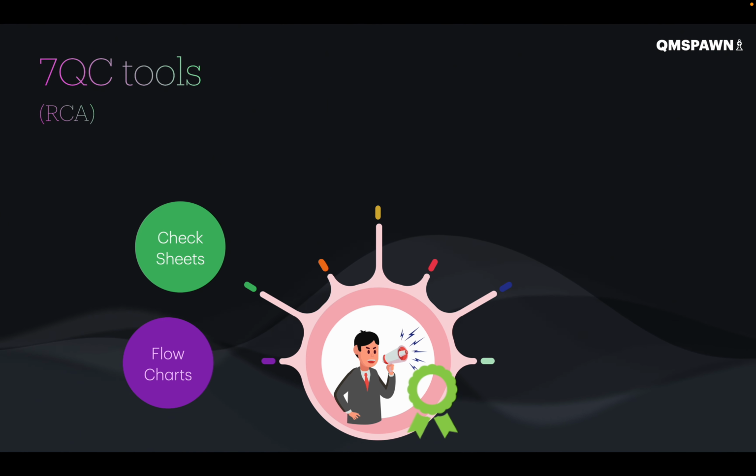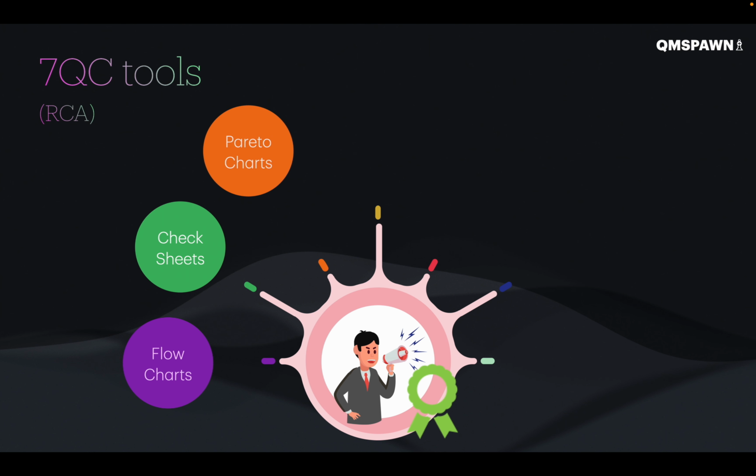Second one is check sheets. It's a simple data recording tool. It includes a list of problems and the number of occurrences indicated by tally marks. Third one is the Pareto chart, based on the 80-20 principle, which states that 80% of problems are a result of 20% of causes.